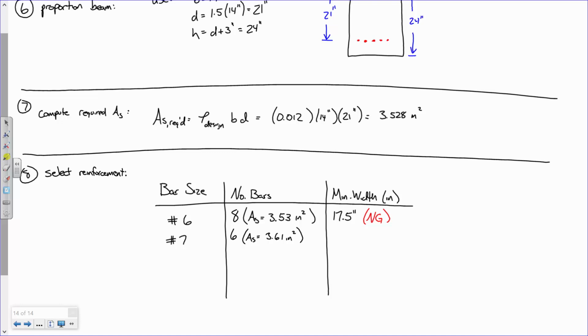So number 7s, this is 14.6. I don't think that's good, right? Is everybody following along with me? That's no good. How are we doing? How much do we have to have on each side of the web?